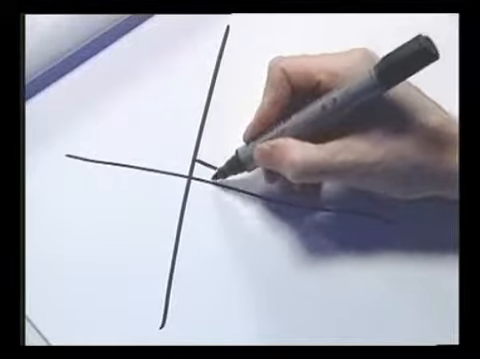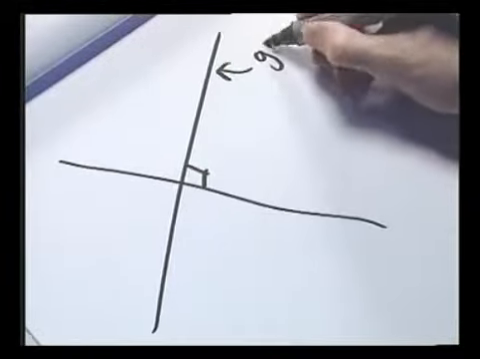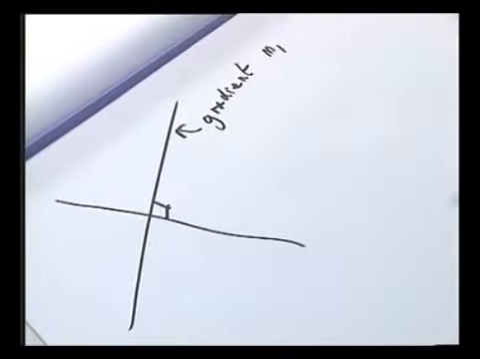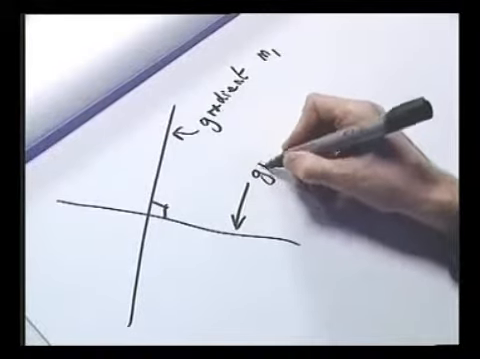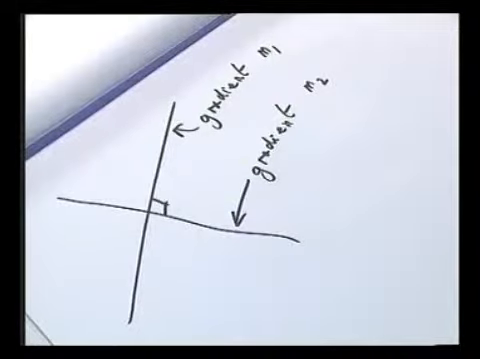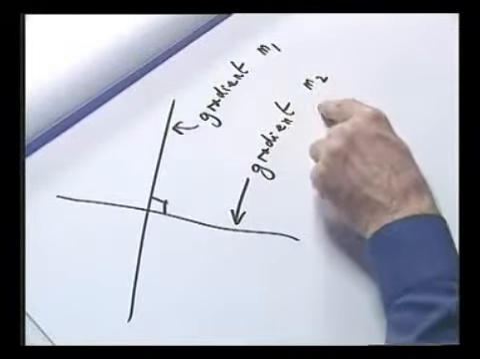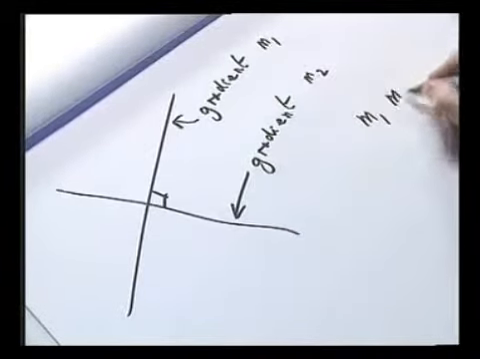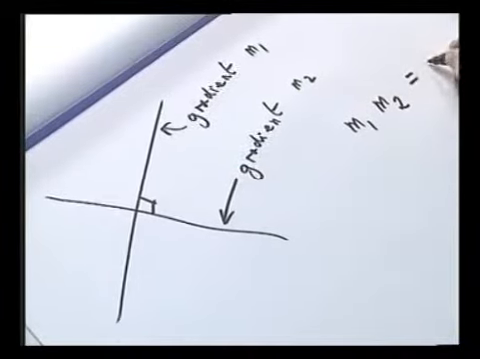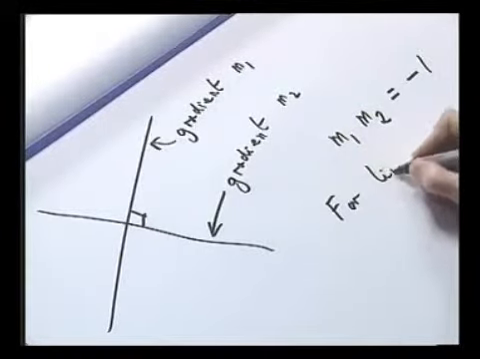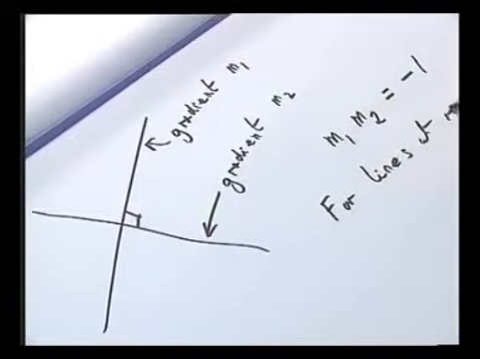So if I take two lines, they're at right angles to each other, and let's say that this line has gradient m1, and let's say this line has gradient m2. Then the relationship between these two gradients, because they are at right angles, is that m1 times m2 is equal to -1. And that's for lines at right angles.